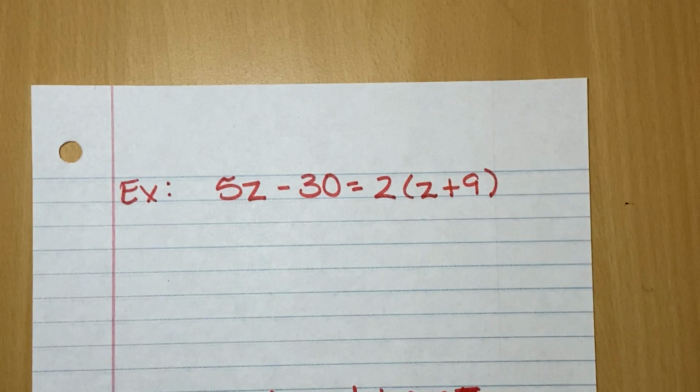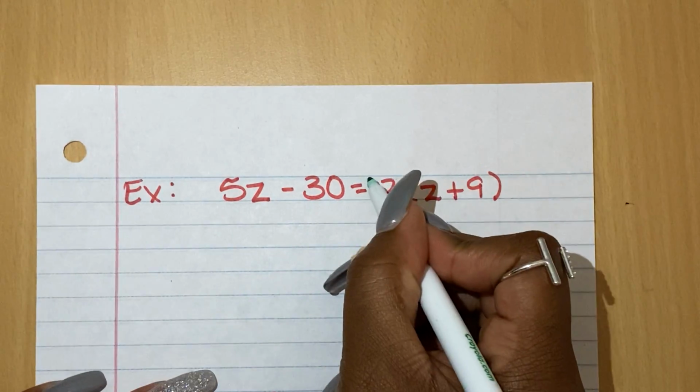5z minus 30 equals 2 times z plus 9. This one is set up a little different. To start this problem, I first need to write out both mathematical sentences on each side of the equal sign.